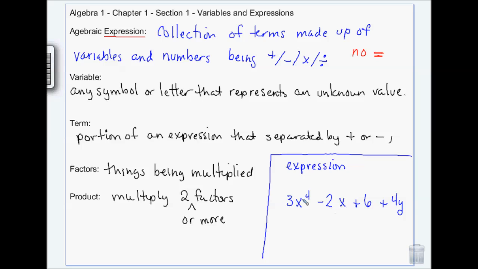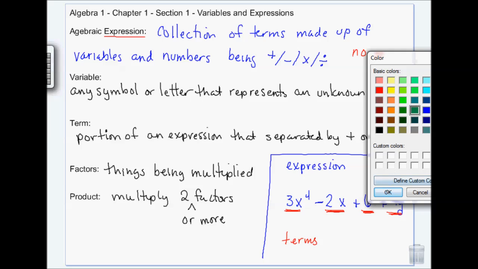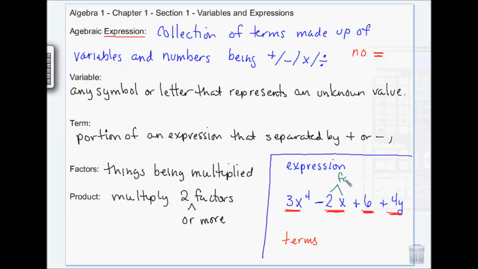If I look at this, this is an expression, it has no equal sign, correct? Everything underlined in red, these are the terms, these each individual parts. And then 2 and x are factors. 4 and y are factors. 3 and x are factors. Any questions about that?